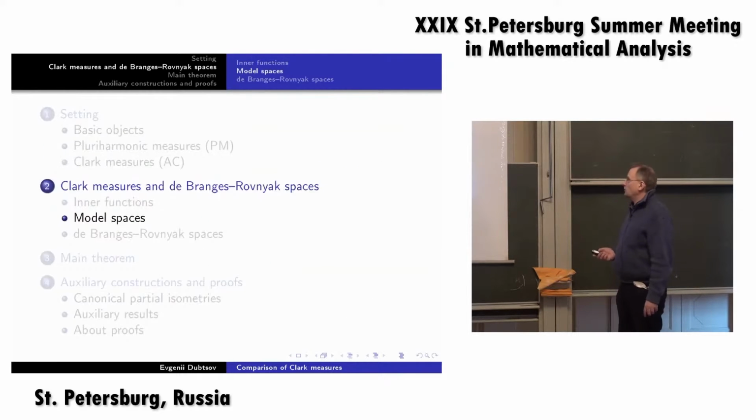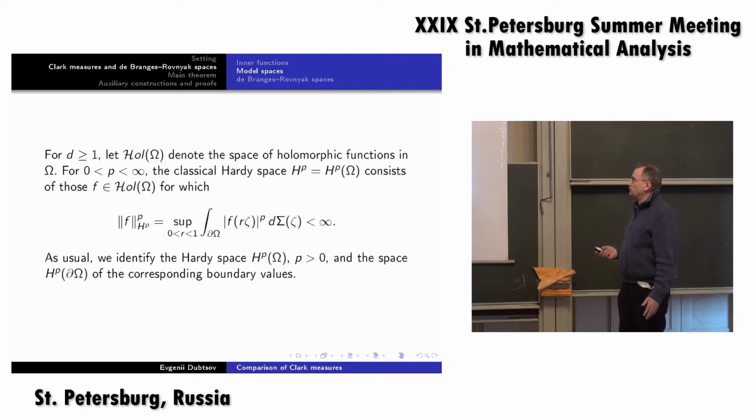Okay. So first of all, model spaces. In this case, I consider just inner functions. So first of all, we consider H^p on Omega. This is a standard Hardy space on the ball or on the polydisk. And as usual, we identify the Hardy space, the functions in the Hardy space H^p of Omega, and the space of the boundary values.